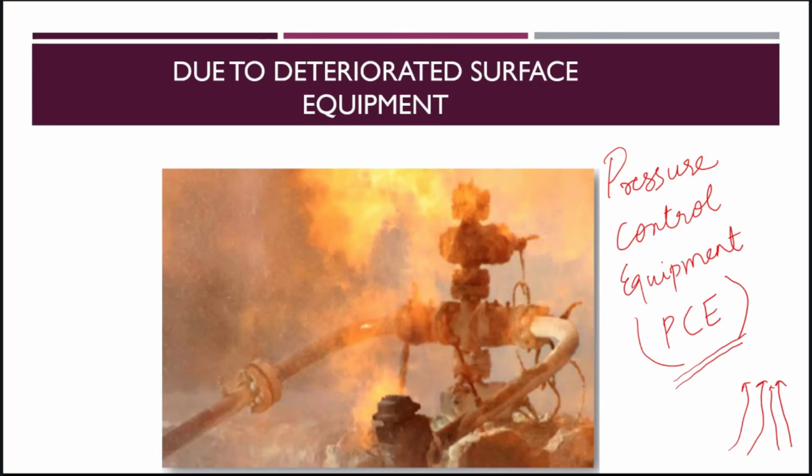If you are not maintaining this equipment properly, if the equipment is deteriorated or corroded, then it can fail. Equipment has a life, and its life decreases with time. Everyone's life decreases with time. In the same way, equipment's life also decreases as much as it is in use. So you need to do frequent maintenance. If you don't, it can fail and lead to catastrophic conditions such as a blowout.